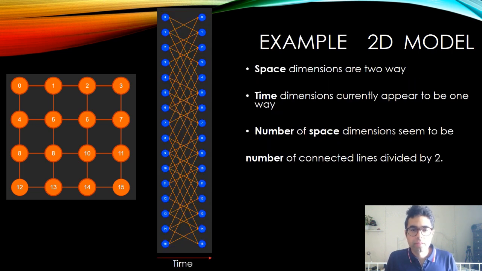On the left is an example 2D model. The number of space dimensions seem to be the number of connected lines divided by 2. So looking at node 5, there are seemingly 4 connections implying 2 dimensions. On the right is an image indicating the information flow between nodes, between time increments, and that kind of looks like a neural network.